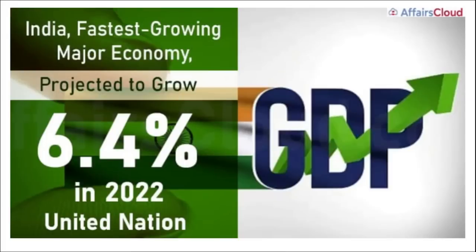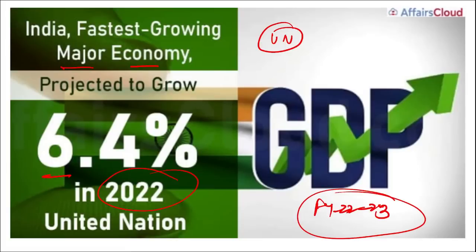Next, remember, India is the fastest growing major economy. Recently, United Nations projected the growth rate for India to be around 6.4% for the fiscal year 2022. Alright, this is for fiscal year 2022 to 2023. Alright, for 23 to 24 also remember, GDP growth rate forecasted for India was around 6%.